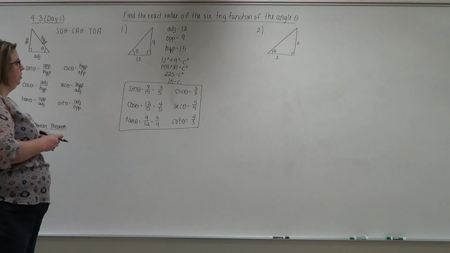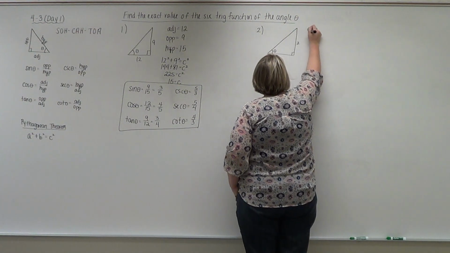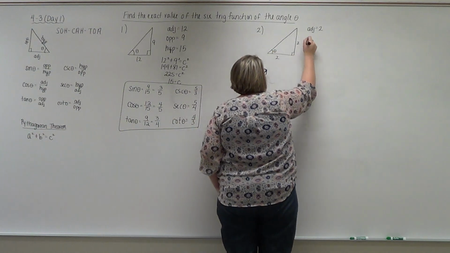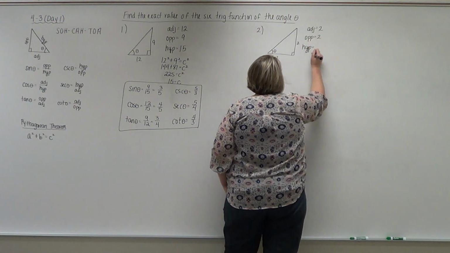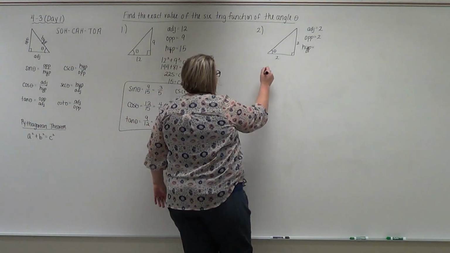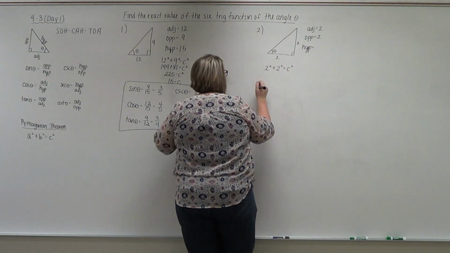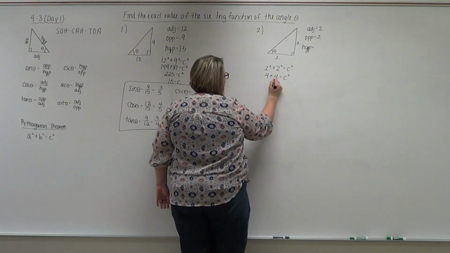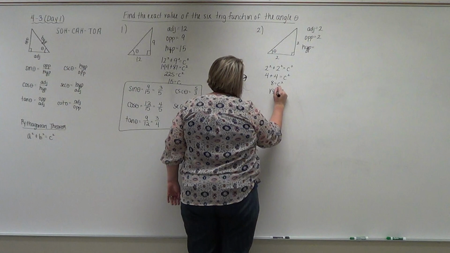Okay, example number 2. I have 2 things I know. So I know that the adjacent is 2, because this is my angle, it's right next to it. And I also know my opposite is 2. So to find my hypotenuse, I'm going to have to use the Pythagorean Theorem. So I know that 2 squared plus 2 squared is c squared. So 4 plus 4 is c squared. So that means 8 equals c squared, so c is the square root of 8.